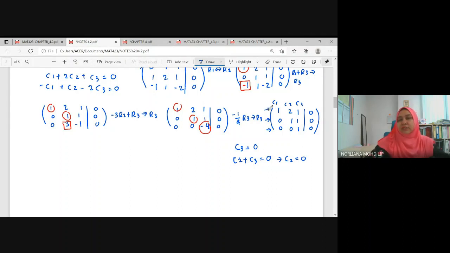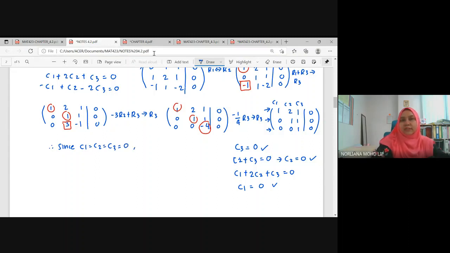Okay, last untuk ni C1. Find C1. So C1 masukkan kat equation ni, plus 2C2 plus C3 is equal to 0. Okay, ni tadi you all dah dapat C3 and C2 is equal to 0. Substitute dalam ni balik. So kita akan dapatlah C1 also equal to 0. So, conclusion lah. Since C1, C2, C3 is equal to 0.